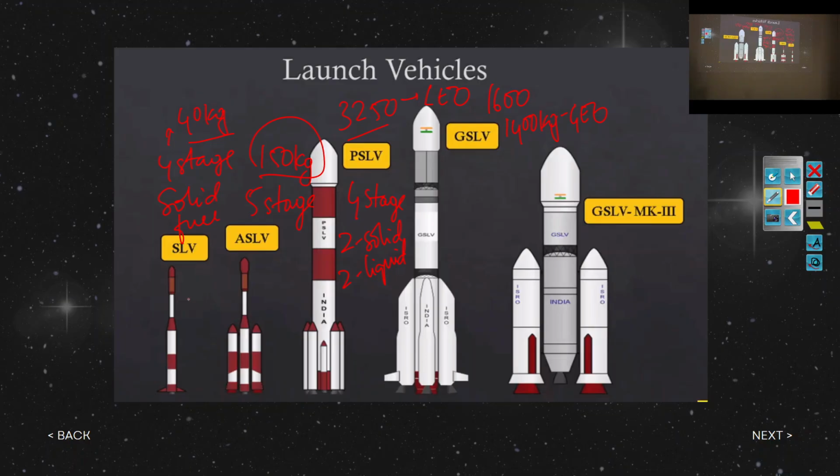So here in GSLV it had 3 stages. The first stage was solid fuel only, because the first stage needs initial thrust. The rocket has to rise up against the air resistance, so the first stage should be solid because it needs more energy for the rocket to lift off. But once it is lifted off, it can easily overcome that air resistance. So in the later stages, we can use liquid fuel. So the second stage was liquid fuel, and the third stage was cryogenic.